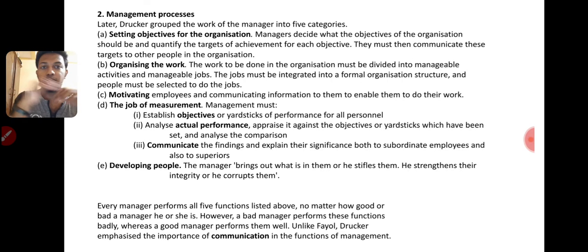The management process: setting objectives for the organization. Managers should set the objectives for the organization, right? Then organizing the work. Then motivating. I already told you motivating was missed there, so he has introduced motivating. Then job measurement, which means controlling performance, and developing people.